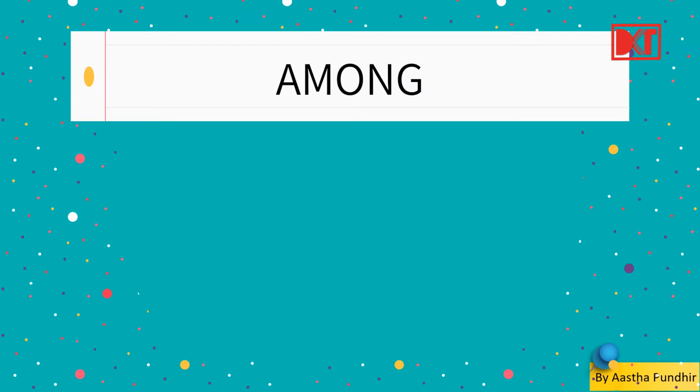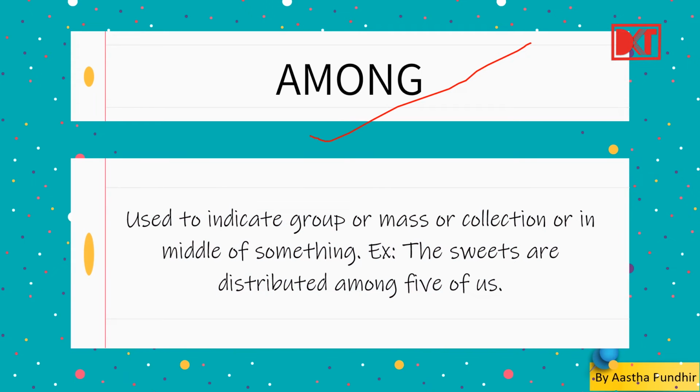Among. So when is this preposition used? Used to indicate group or mass or collection or in the middle of something. Example, the sweets are distributed among 5 of us. तमाम पांचों के बीच में ये sweets जो हैं distribute हुई हम सब में. Group or mass or collection in the middle of something. Okay.